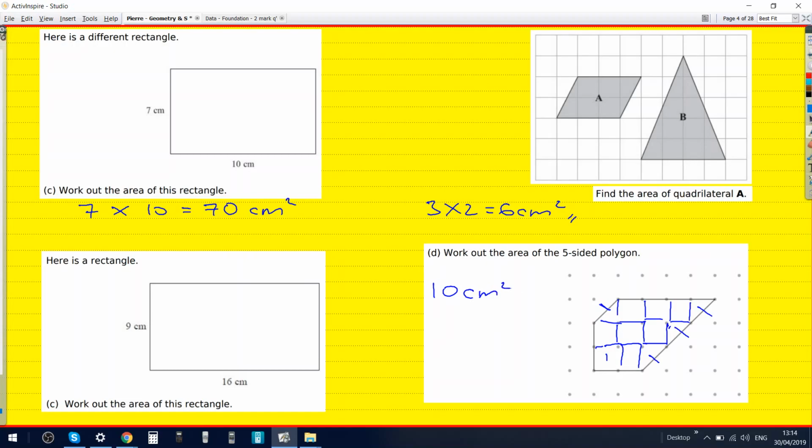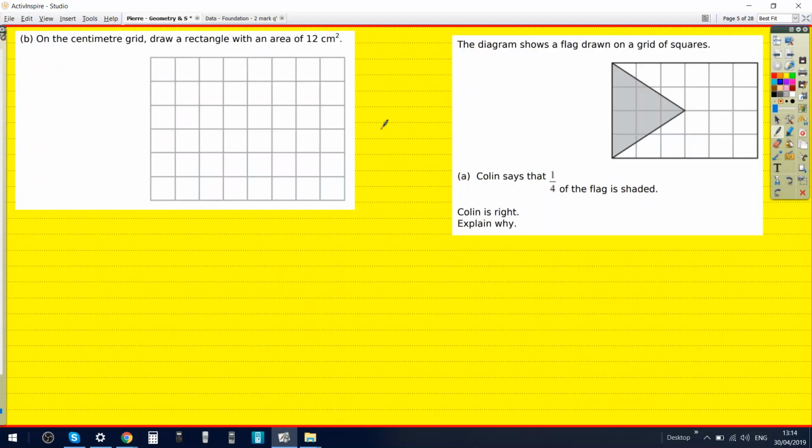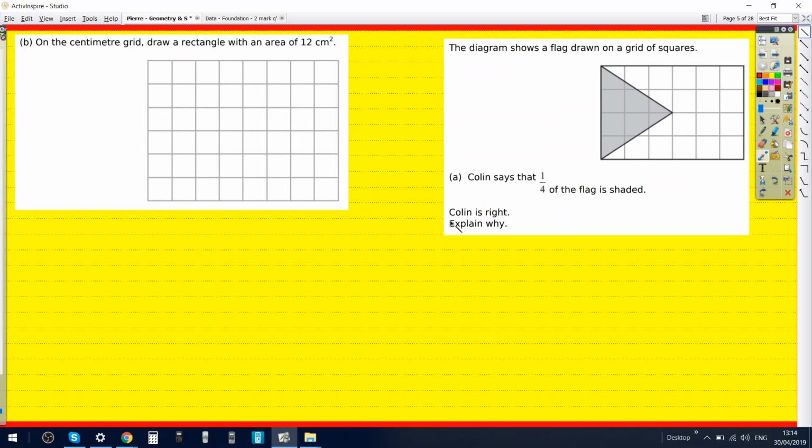So maybe if it was in front of you, it'd be on paper. Yeah. You can square it off. Okay, how do we do top left? Draw a rectangle, area 12 centimeters squared. So that would just be 3 up, 4 along. Great. And top right?